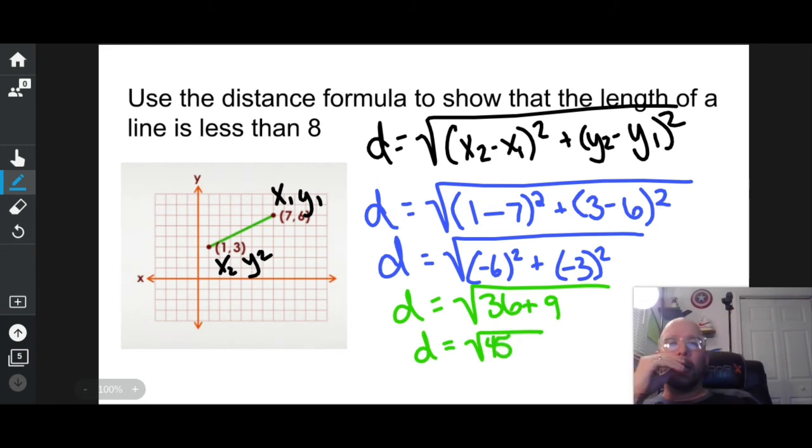Now here's the thing. I don't know what the square root of 45 is. No clue. Not a stinking clue. But what I do know is that the square root of 64 is 8.